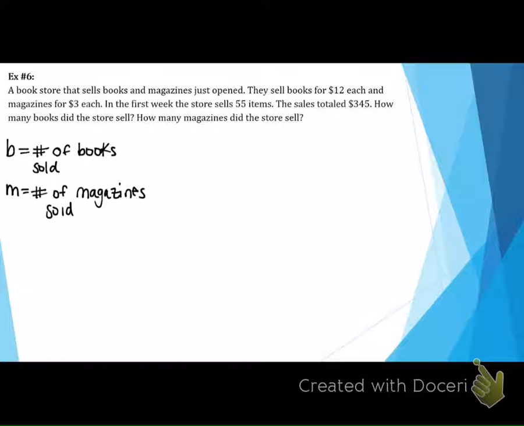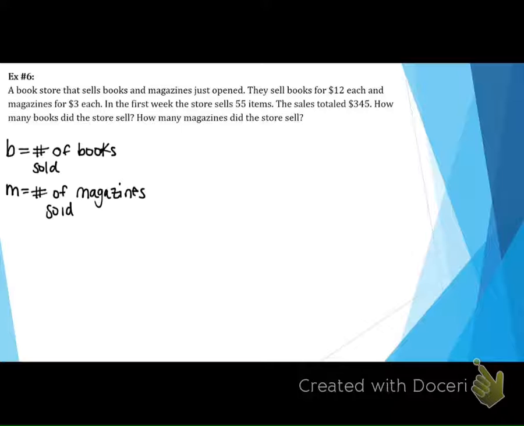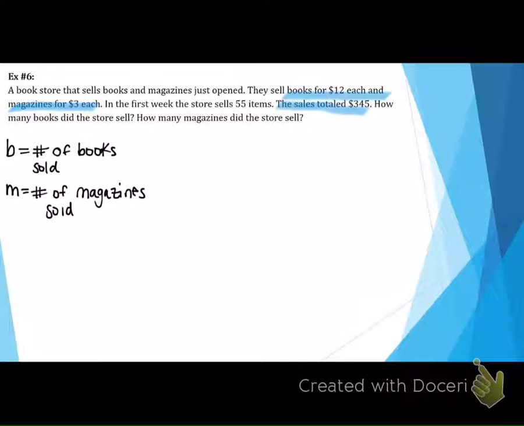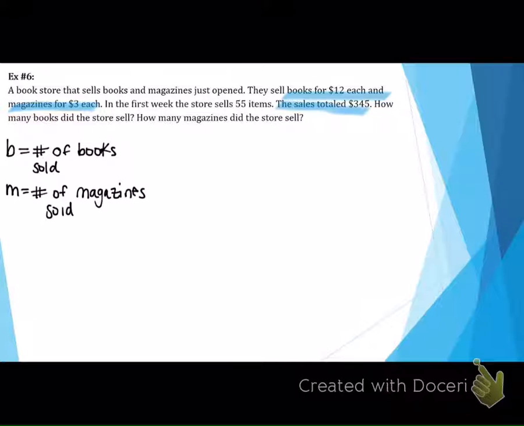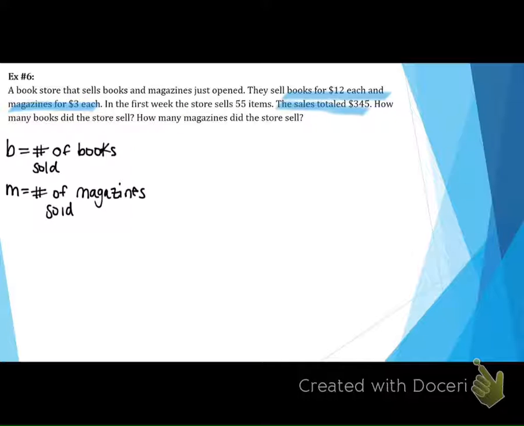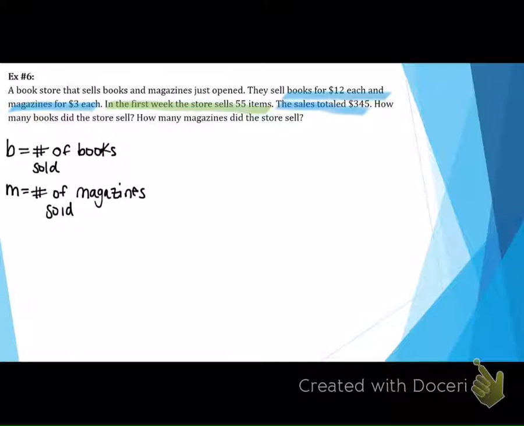So we have to keep like pieces together, like units together. It says something about money here. Do you see how it says that books are $12 each and magazines are $3 each? Do you see anything else with money anywhere else in this problem? The sales total is $345. You cannot create equations that do not have like units. So those are all like units. They all deal with money. The other thing we have here is the total. They sold a total of 55 items. So those are our two equations, the blue highlight and the green highlight.